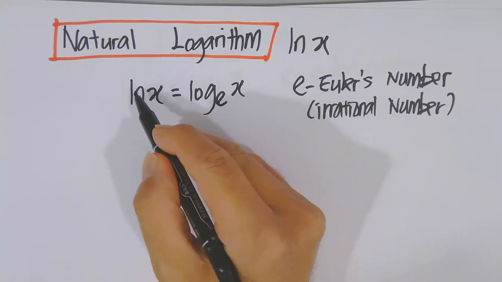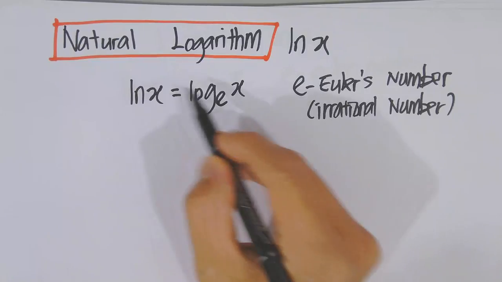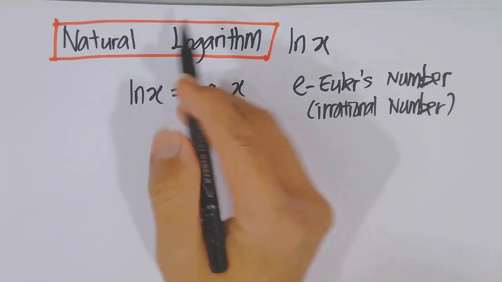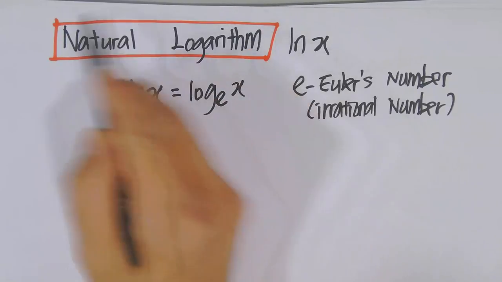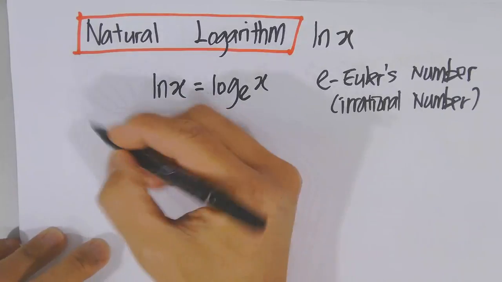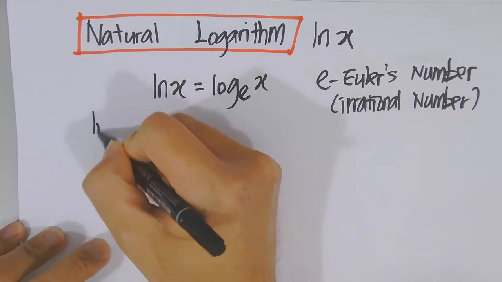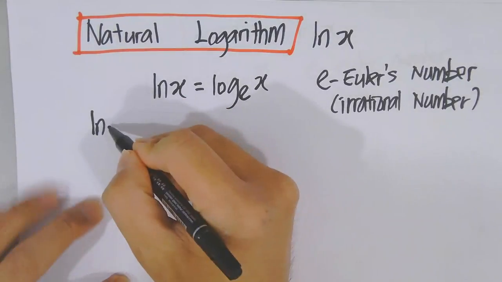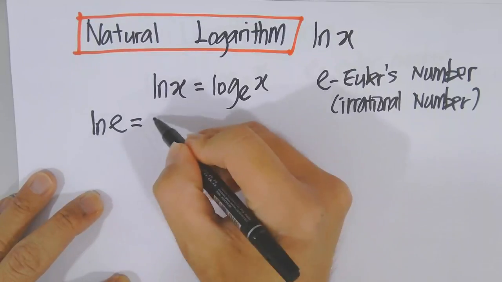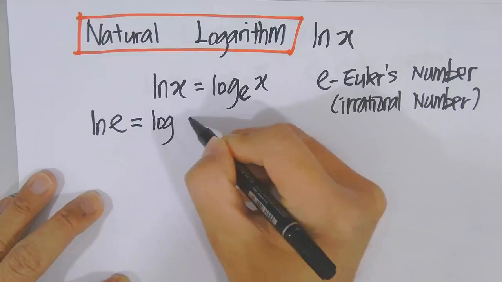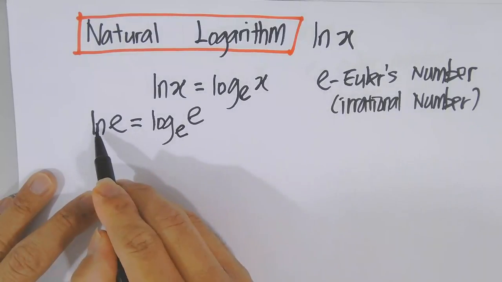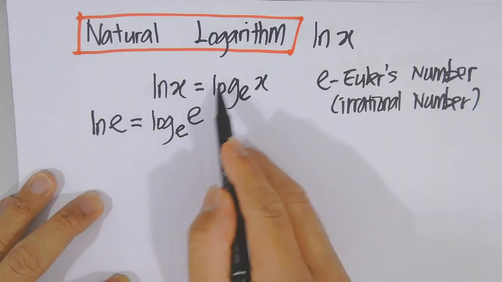So ln x is log x to the base e. You should understand ln is a log. If ln is a log, it applies all the laws of logarithm. It's just that the special name for it is natural logarithm. So for example, if I have ln e, most of you were asking me, what is ln e? ln e is log e to the base e, because ln is log to the base e.